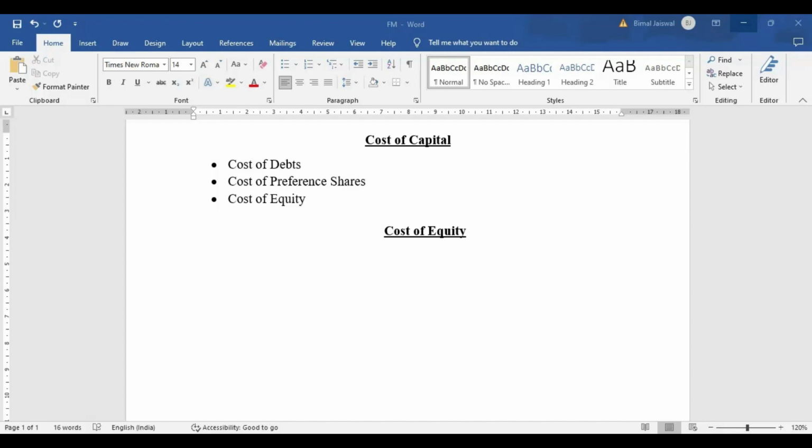Equity shareholders are paid dividend at the discretion of the board of directors, and the board of directors will decide whether to make the payment of dividend or not, and what should be the rate of dividend. That has to be decided by the board of directors of the company. But as you are aware, they are the owners, so they also have the expectation to receive some amount of return on the capital they have invested in the company.